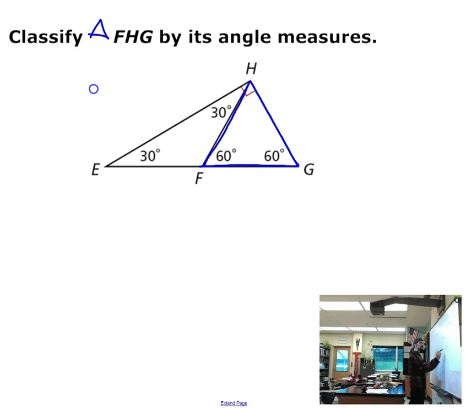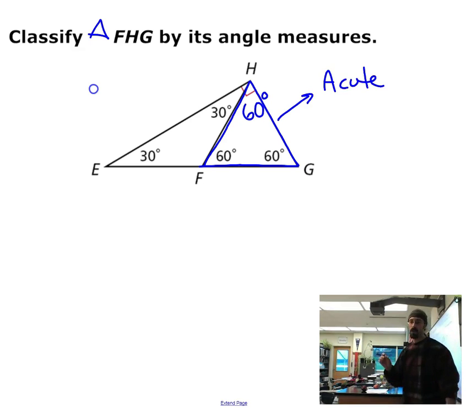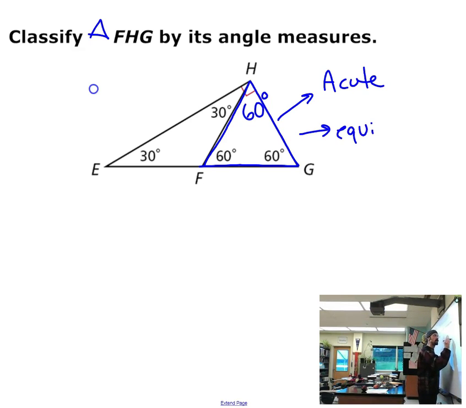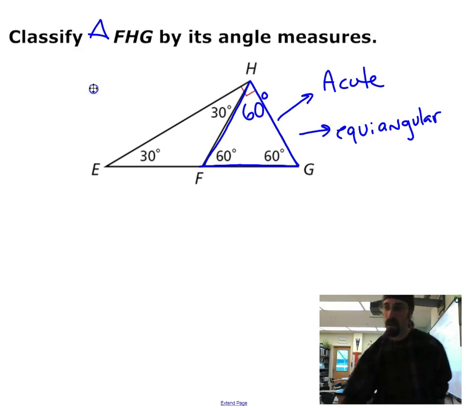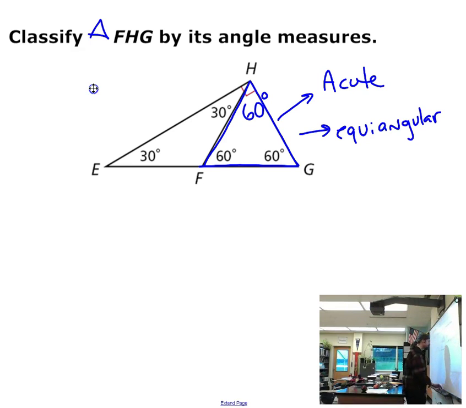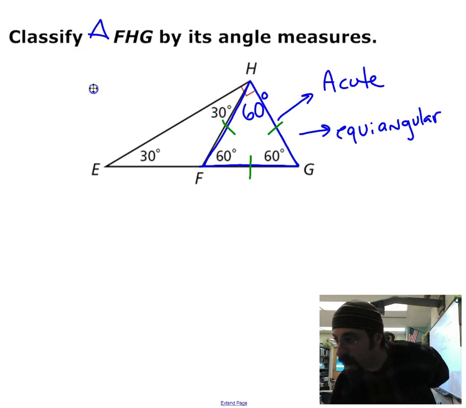If this is 60, then this is 60. And if this is 30, that means this one has to be 60. Oh, so this is an example of an acute. An acute means the largest angle is less than 90 degrees, and it's equiangular. Now, for you smarty pants out there, you're jumping out of your seat saying, well, Mr. Rising, doesn't it also make it equilateral? And it does. But right now, it just says classify it by its angle measure.